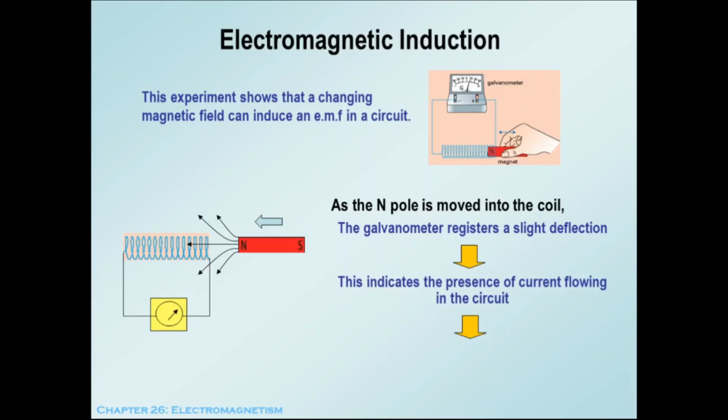So this indicates the presence of current flowing in the circuit, or what we call an EMF, right? It must have been induced when the magnet was moved into the coil. Remember, induced means that it causes something to happen without actual physical touch. So without the magnet actually touching the wires, it causes a current to flow through the wires. The force of magnetism, as the magnet is being pushed in, pushes on the electrons and causes them to flow. In other words, a current.